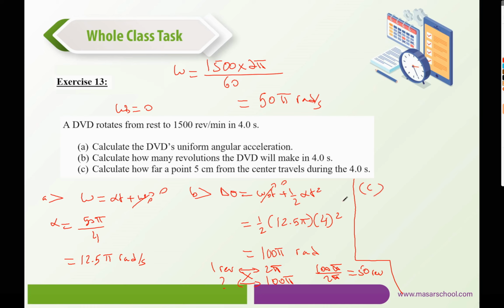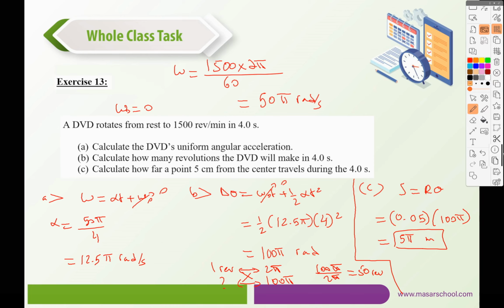Now how far, which means the distance traveled, which is the arc length, S, is equal to R theta. The radius is given by 5 centimeters, which is 0.05, multiplied by theta, which is 100 pi. So that would be 5 pi, and the unit would be meters, because S is in meters.